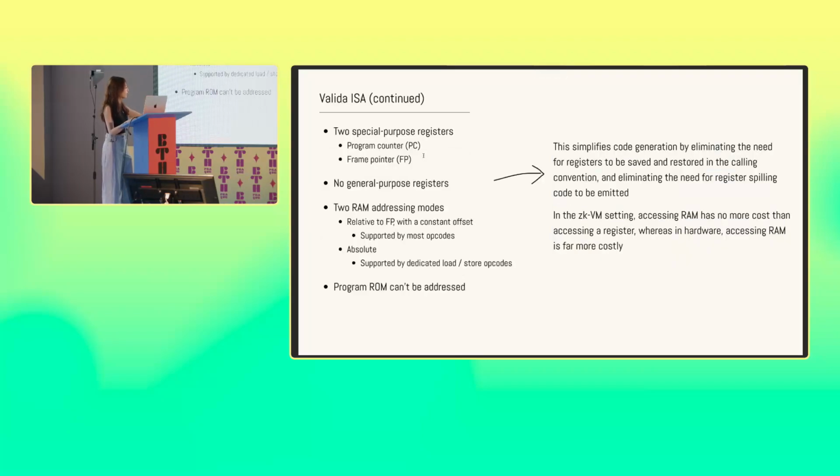And a few interesting points. For example, we have two special purpose registers. We have no general purpose registers. That's because it simplifies the code generation by eliminating the need for registers to be saved and restored in the calling convention, and therefore eliminating the need for register spilling code to be emitted.